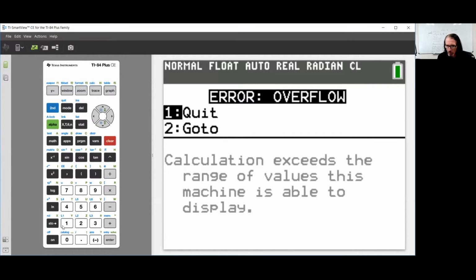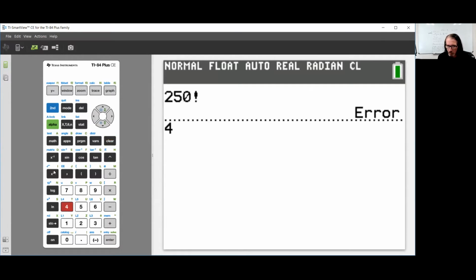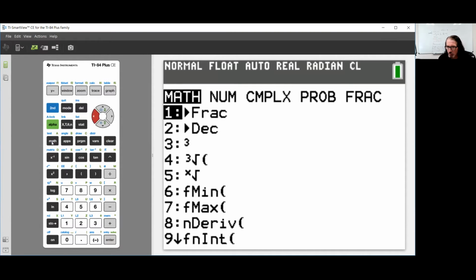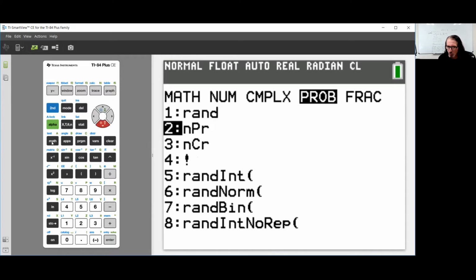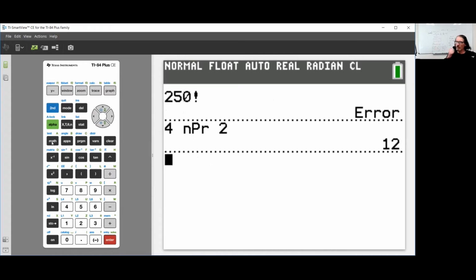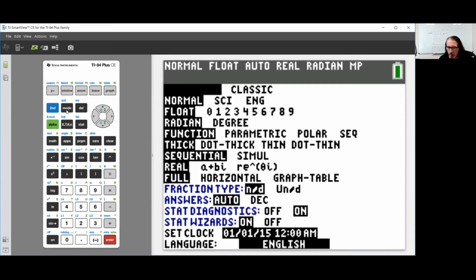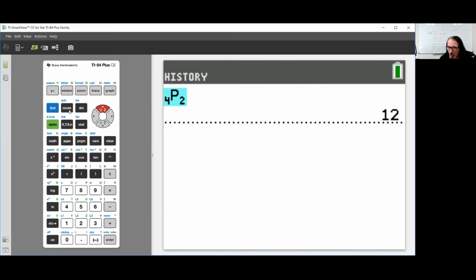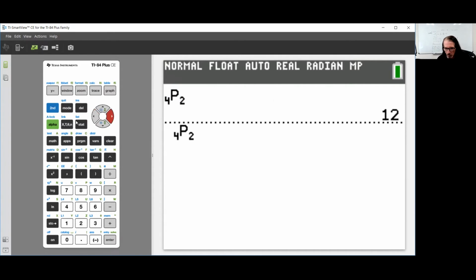But what I can do instead is type the 4 first, and then the math key again, the probability submenu, choose number 2, and we get 12. By the way, let me check something here. I'm going to put it in math print mode. There's a math print mode. It actually will look like what I wrote on the board as 4P2. Then 5P3 I said should be 60. So there we go.